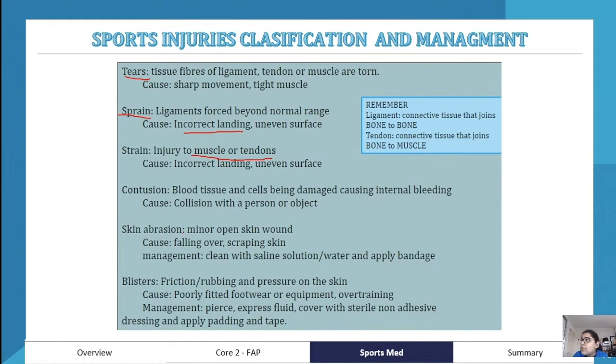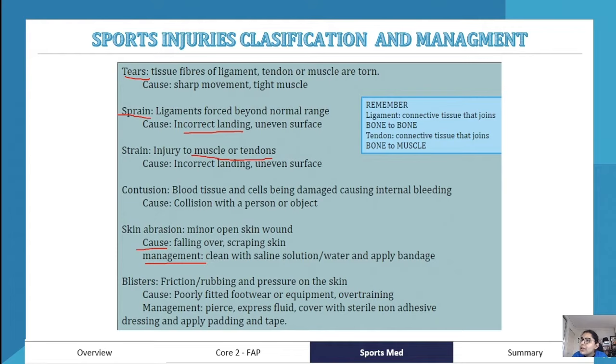Skin abrasion refers to minor open skin wounds. That can be a result of falling over or scraping skin, and the management is cleaning with saline solution or water and applying a bandage. Finally, we've got blisters, which could be due to frictional rubbing and pressure on the skin. The cause can be poorly fitted footwear or equipment, so generally this one has a lot more to do with equipment, but also overtraining. Management is to pierce and express the fluid, cover with a sterile non-adhesive dressing, so you basically open the blister, and apply padding and tape. So these are the different types, and you want to know the management for these.